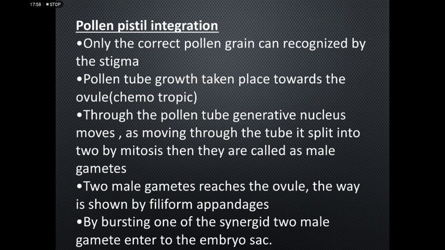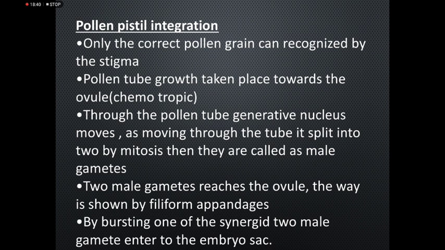That means, we earlier studied that a pollen grain contains two nuclei. One is the tube or vegetative nucleus and the other is the generative nucleus. The function of the vegetative nucleus is to produce the pollen tube towards the ovule, and the ovule produces some chemical signals so that the pollen tube can germinate and move to the ovule. Such a movement is known as chemotropic movement.